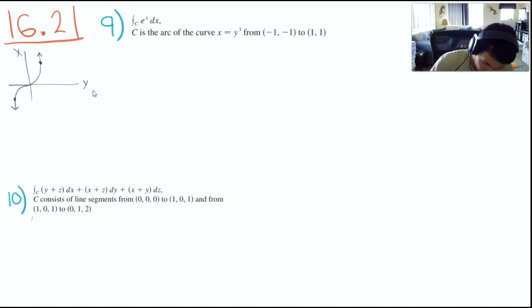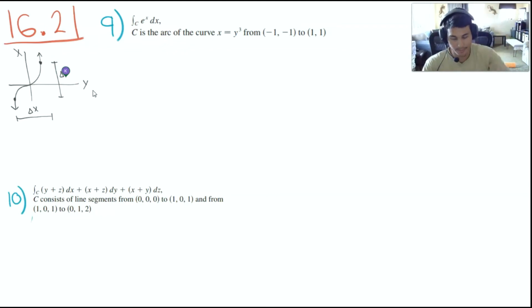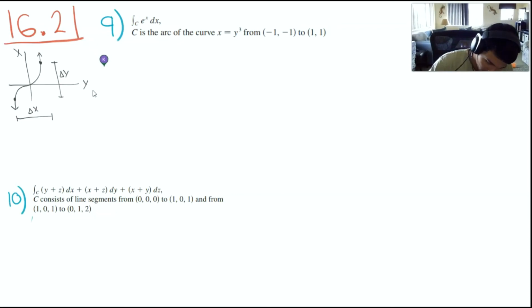So, I'm going to ask you a few questions here, right? If this is our change in x, and this is our change in y, how can we describe this? Well, if we choose x to be our main variable for our parameterization, it's the easiest case. So let x be the main variable.